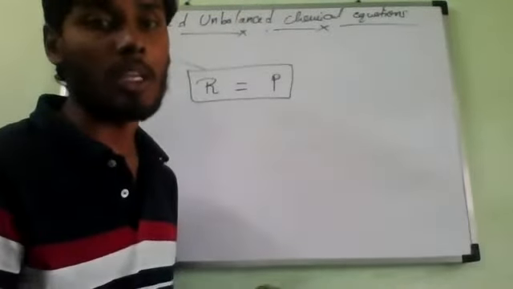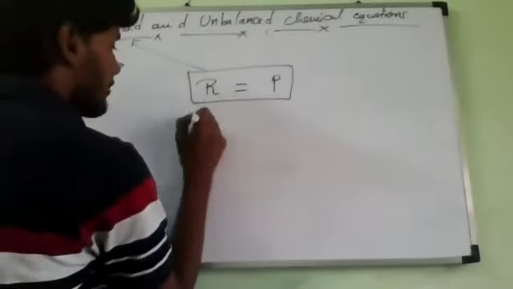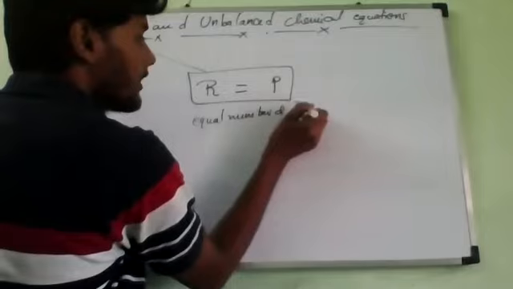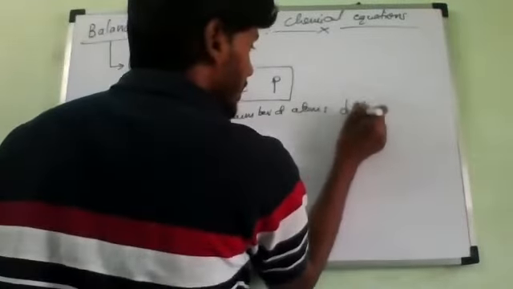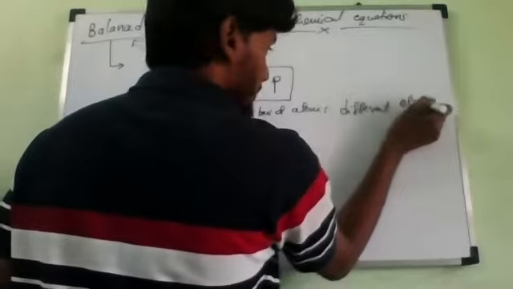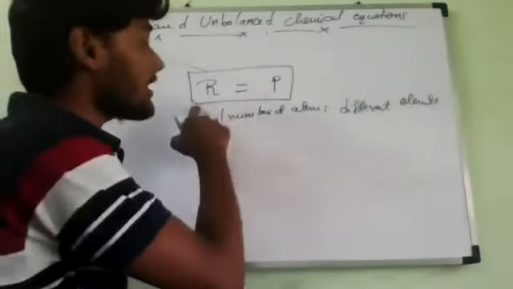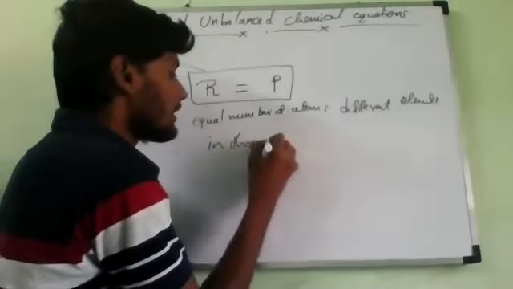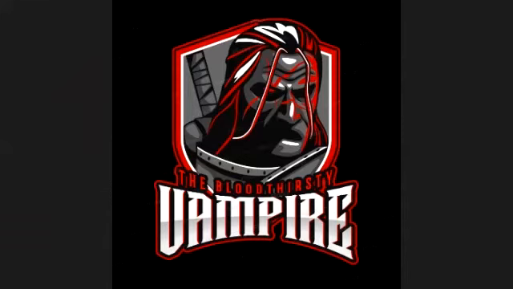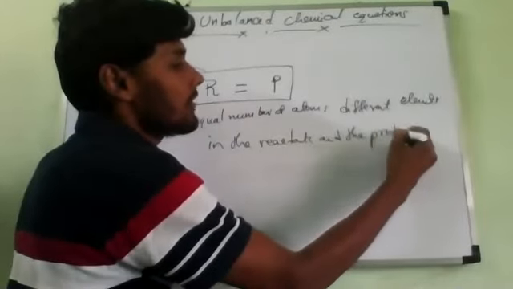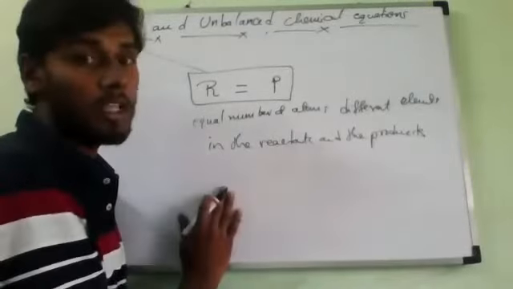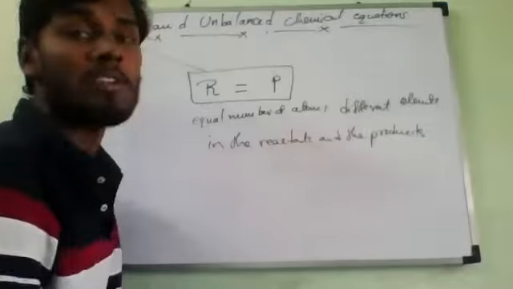The balanced chemical equation means, remember, has an equal number of atoms of different elements, in where? Is it only reactants or only products? Both sides. In the reactants and products is known as a balanced chemical equation. If this is not equal, then that equation is known as an unbalanced chemical equation.